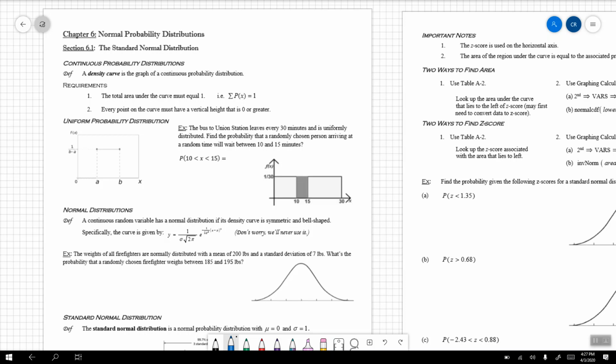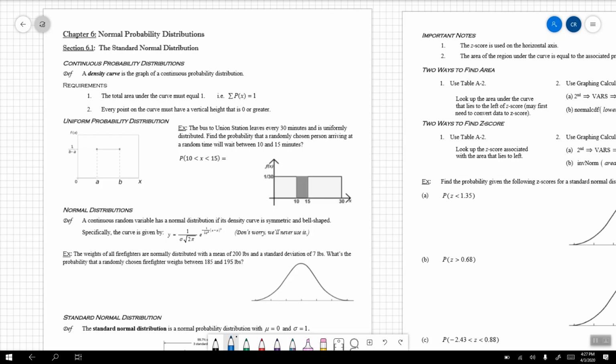So welcome back to Chapter 6. Now, in Chapter 6, we're going to be talking about the normal probability distribution. And in order to start off with that, we have to start on Section 6.1, which is the standard normal distribution. Now, in Chapter 5, we were talking about discrete probability distributions. And in this section, we're going to be talking about continuous probability distributions.